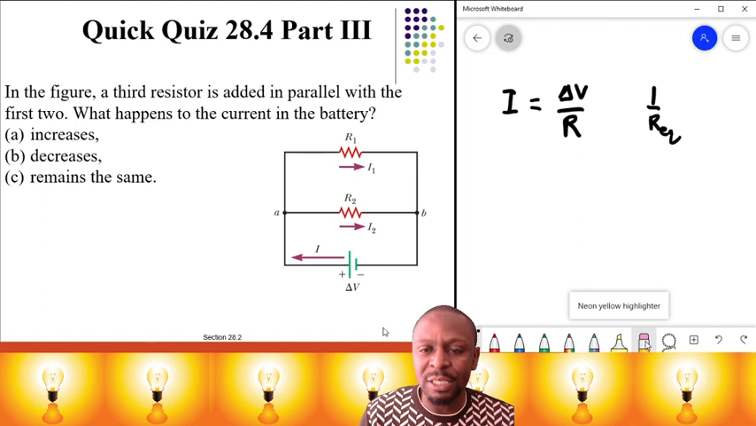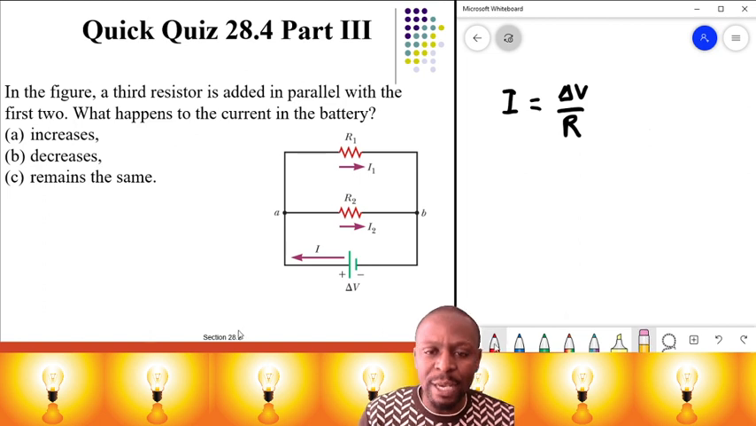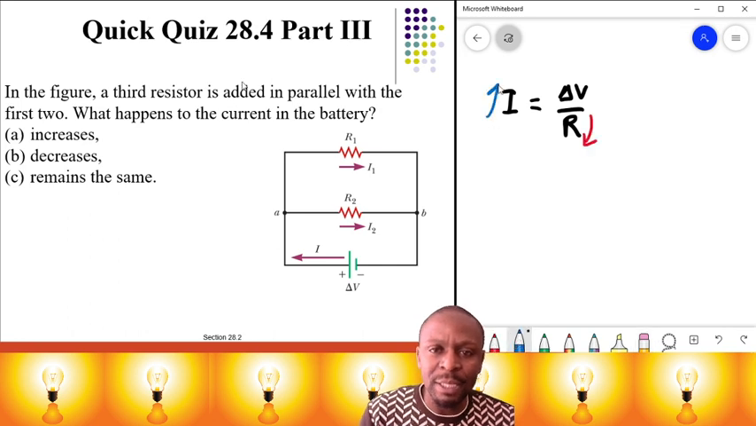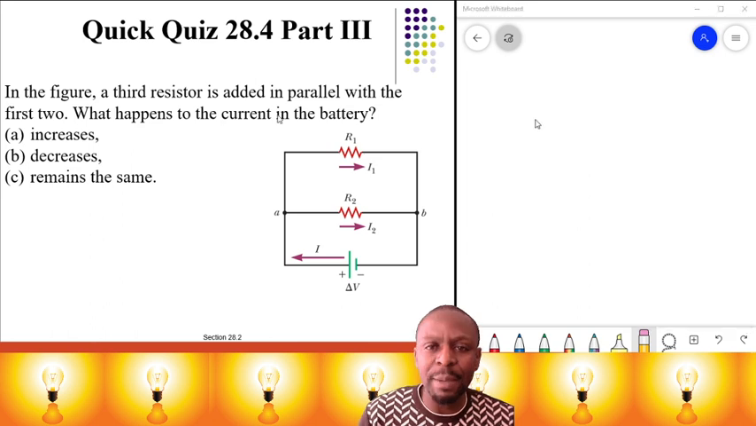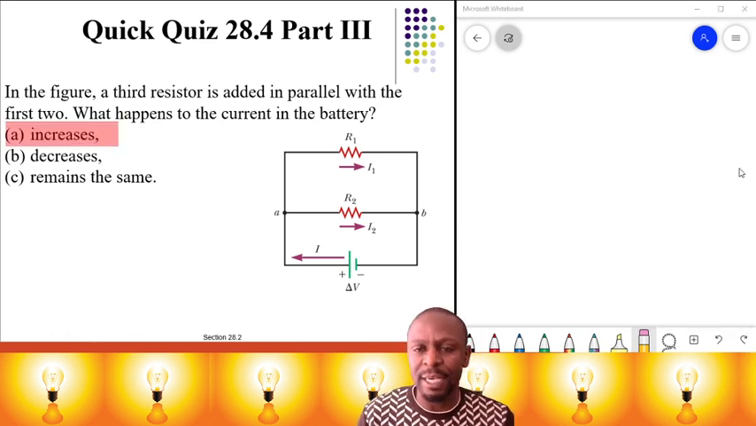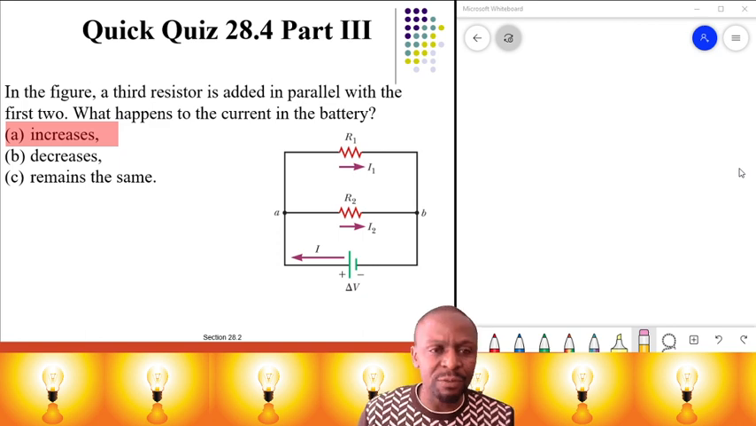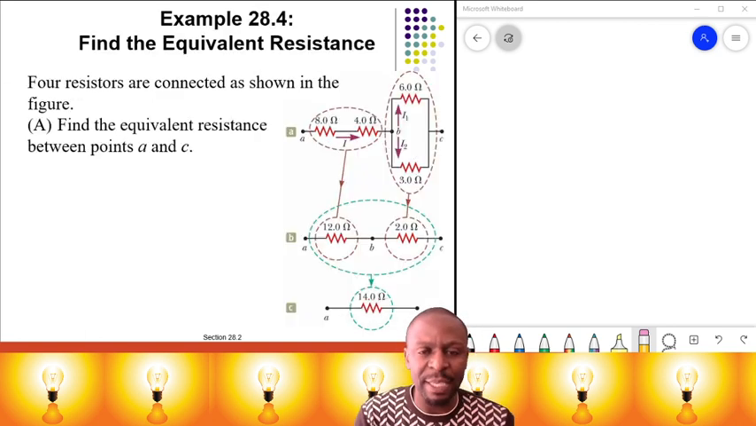So this is what we are going to have. Now when these are connected in parallel, the equivalent resistance is going to be low, and when this is low, it makes the current high. So what happens to the current? The current increases. Therefore, the answer for that quiz will just be A.